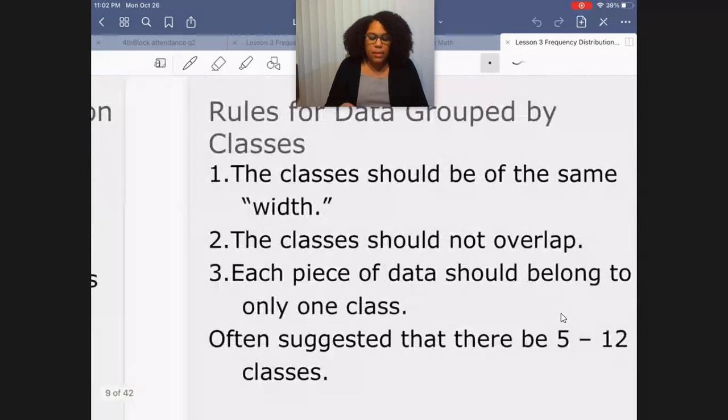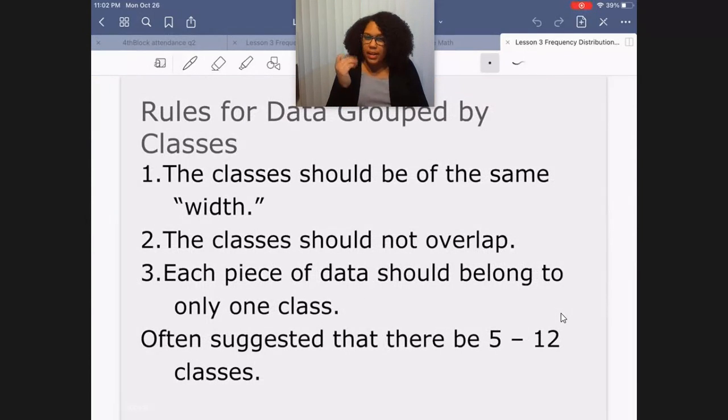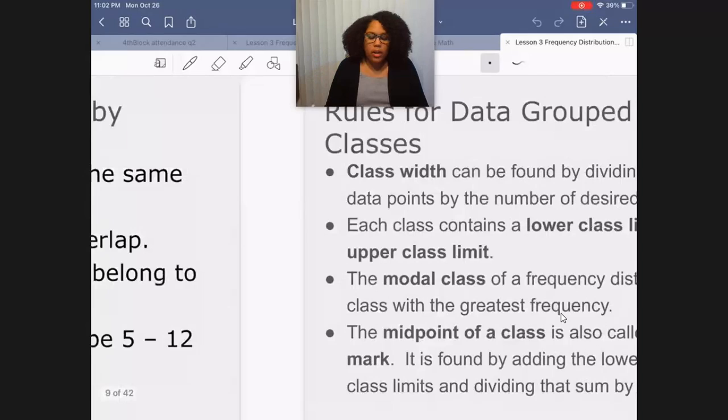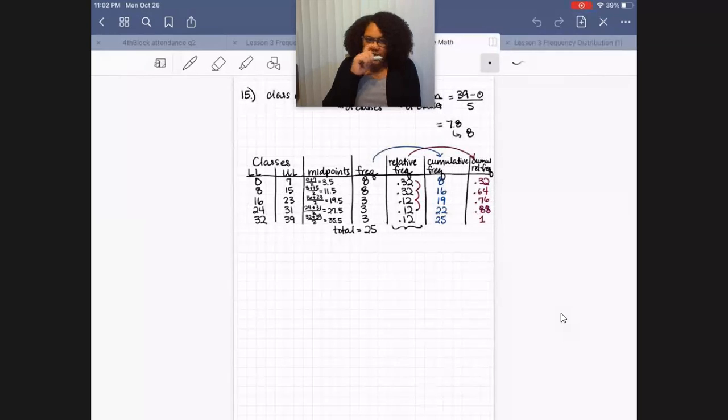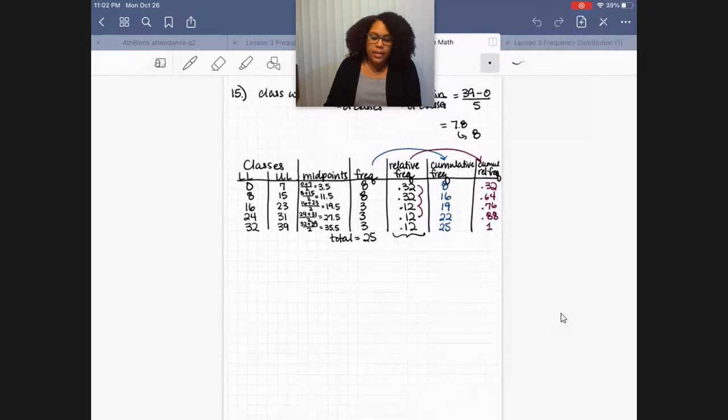Then we spent some time asking, what if I want to group my data together in classes? So each class is like this number to this number. And that's where we started creating our upper and lower class limits. We have to focus on the class width. And then we went through each class and calculated our frequency.